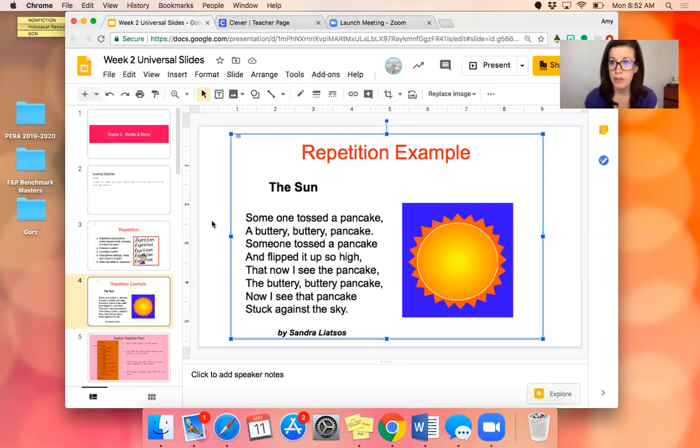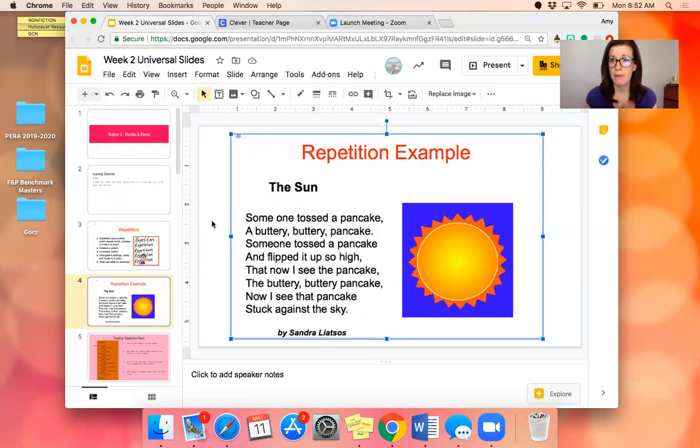So for me as a reader, I'm getting a really strong sense of a pancake flipping up into the sky, getting stuck in the sun. So that word pancake is just making my brain focus on what a pancake is, what it looks like. And then you add the buttery to it, and now I'm picturing a slab of butter on a pancake. So the imagery is really what I'm focusing on in my brain.